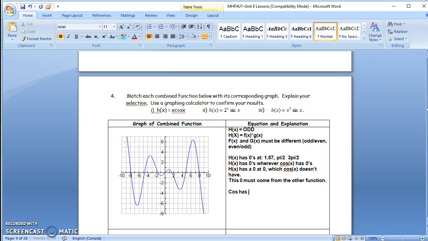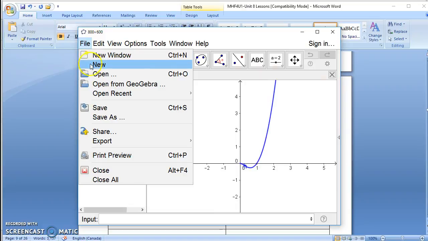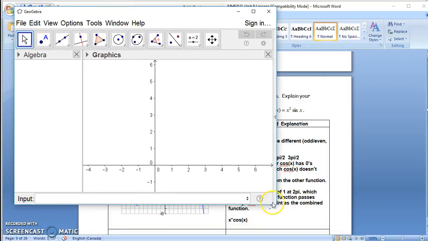I know that cos has a maximum of 1 at 2 pi, which means that if you look at this function around 6.28, that is where the function must pass through, which means that the other function passes through the same point as the combined function. So I'm going to conclude that this must be x cos of x. And let's just briefly look at the diagram of x cos of x, and then I'll let you try the other two.